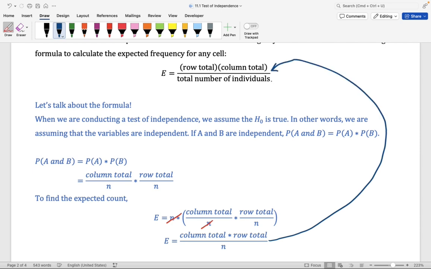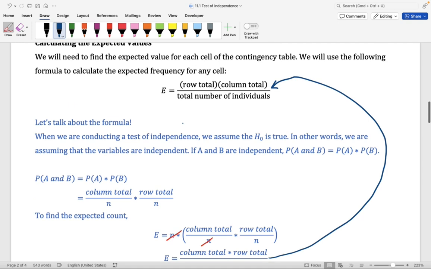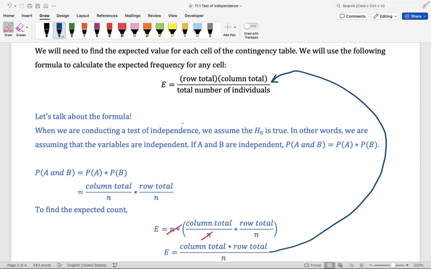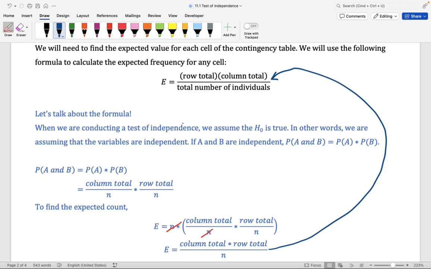Okay? If you're wanting to find the expected value for any of the cells on your contingency table, you're going to take the row total times the column total divided by the sample size, which is the total number of individuals. Here, I went through all the thinking process that happens to come up with this formula because, as I mentioned before, the expected value is computed using theory, using rules of probability. I wanted to show you that indeed we use the multiplication rule for probabilities to come up with the formula for the expected value.